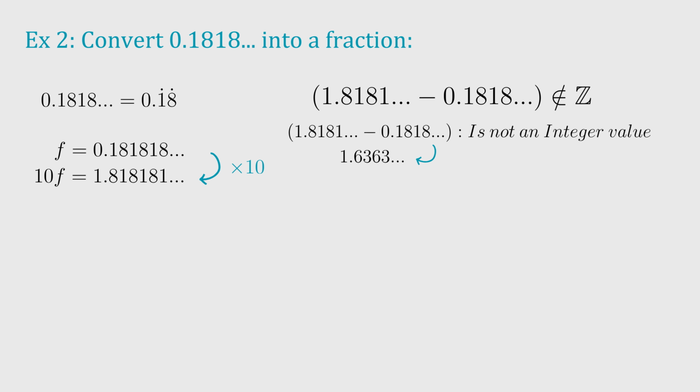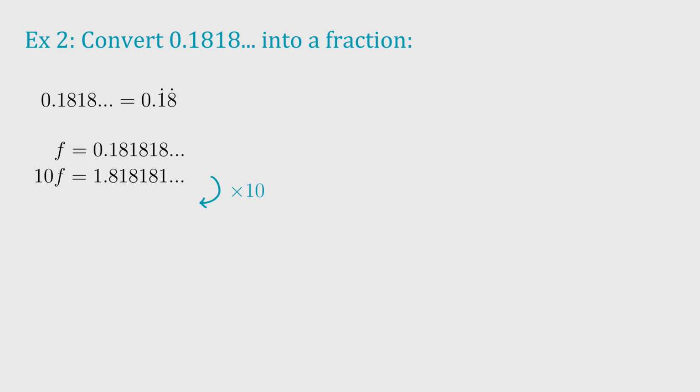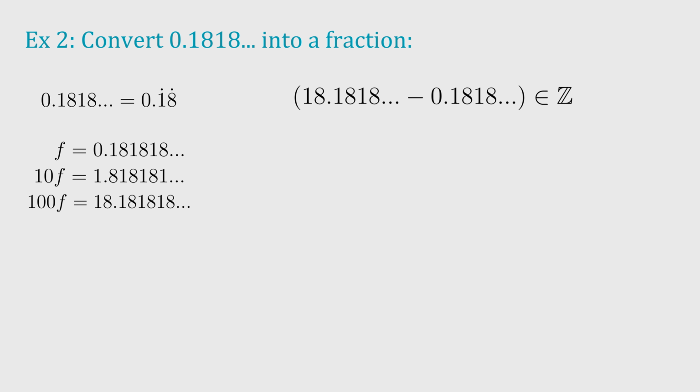An integer being this fancy capital letter Z. Go back to your equations and multiply by 10 again. Now you can see that the 100f and 1f have the same decimals, which means that when they are subtracted, the answer will be an integer, which is the name of the game.